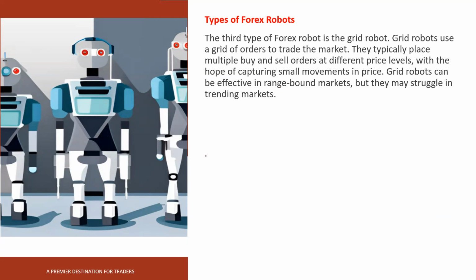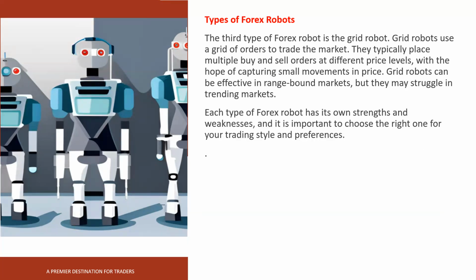So you're looking to get involved at several areas, and then you can build your bot to say, okay, get involved here, and then if the price goes down to so-and-so place, you get involved again. This is typically used to place multiple buy or sell orders at different price levels with the hope of capturing small movements in price. And this can also be effective in the right market condition when the market is range bound, but it will also struggle when the market begins to trend.